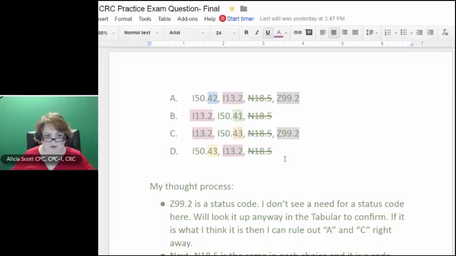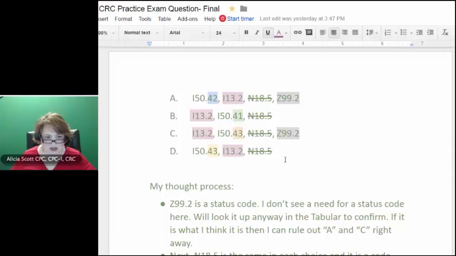Now, I13.2 is in a different sequence on each of those, so I need to look up that code and see if there are any sequencing guidelines related to it. We're also given two separate choices, I50.41 and I50.43, for the I50 code. Backing up a little bit, if you remember, probably the first ICD-10 code that you learned or memorized was I10 for hypertension. The way I remember that all these little cardiology codes are right there is because I think of the word ischemia.